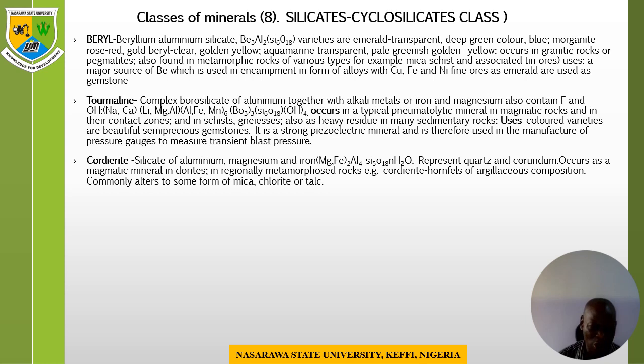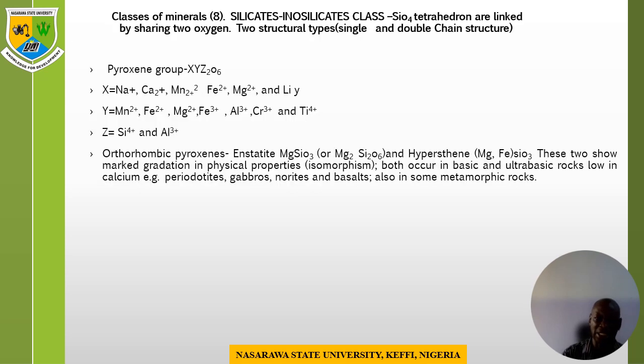pressure. Cordierite is a silicate of aluminum, magnesium, and iron. Quartz and cordierite occur as a magmatic mineral in diorite and in the original metamorphic rock. The hornblende flames are of glacial composition, commonly attached to forms of mica, chlorite, and talc in that nature.